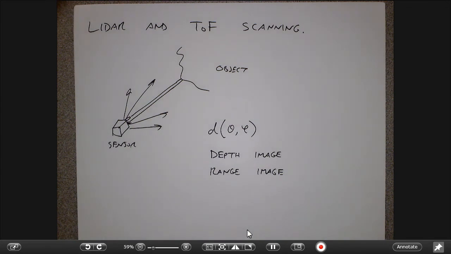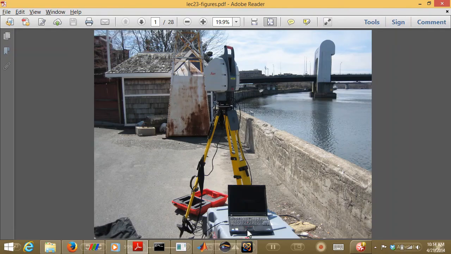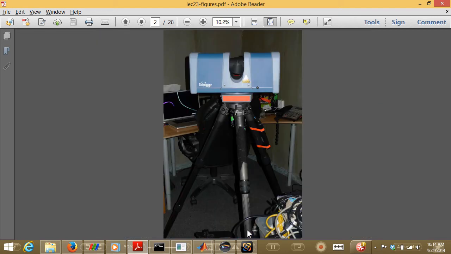Okay, so like I showed you, this is an example of one such laser scanner. And then this is another kind of laser scanner. So I'm going to talk about in a second the distinction. Some of these scanners are what you call pulse-based, and some of them are called phase-based. We'll talk about what that means on paper in just a second.